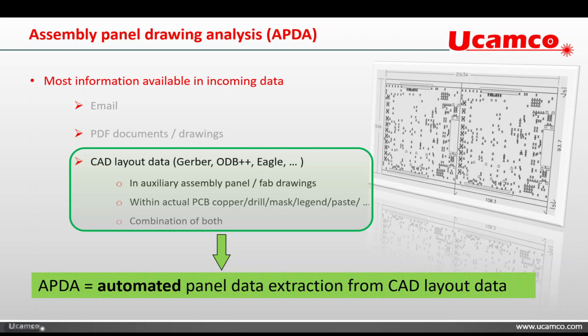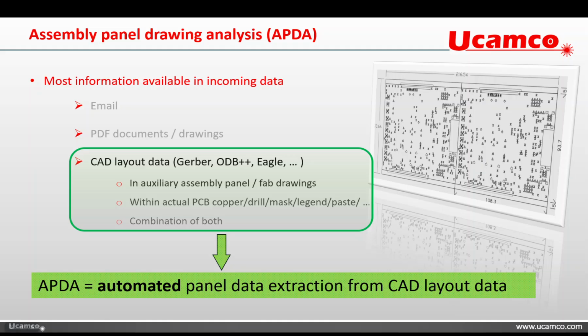A lot of this information that you need, so the information from the previous slide, can come in a variety of ways. Some or all of it may be part of the email, so the text written in the email that also has the attachment with the data. There may be a number of items which are clarified or specified in there.